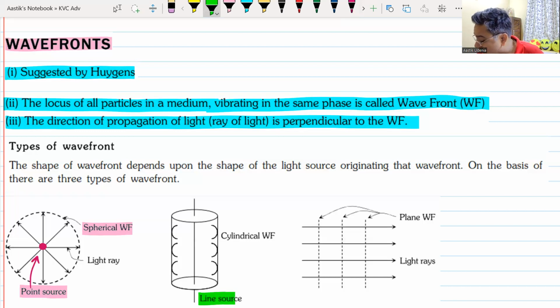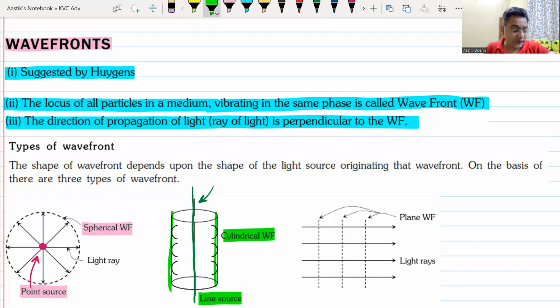If you have a line source of light, a source which is like a line, do you see this line source here? This is a line source. A line source of light will create cylindrical wavefronts. If you draw a cylinder with the line as the axis, all the points on that cylindrical curved surface will be in the same phase. Do we understand this? Yes, sir.